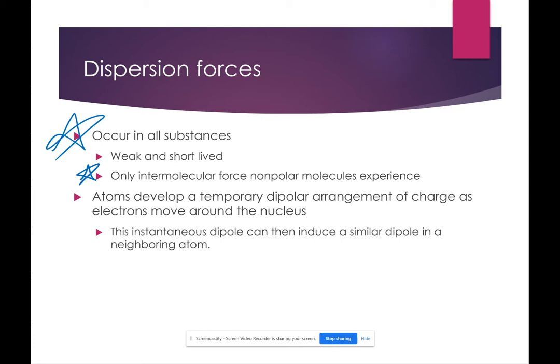So what happens in a dispersion force is atoms develop a temporary dipole, as electrons move around the nucleus. It's sometimes called a temporary dipole, it could be called an instantaneous dipole, and what it can do is it can then induce a similar dipole in a neighboring atom. So you might even hear it referred to as an induced dipole.